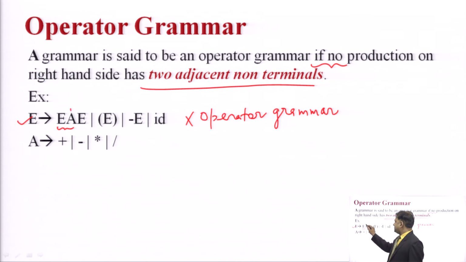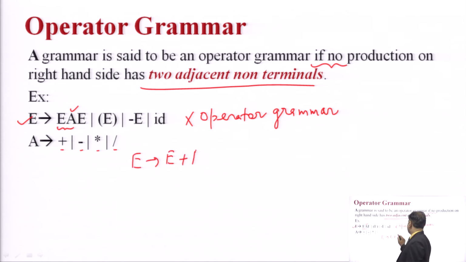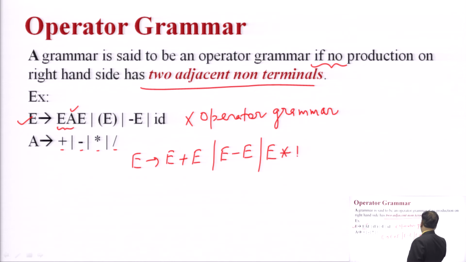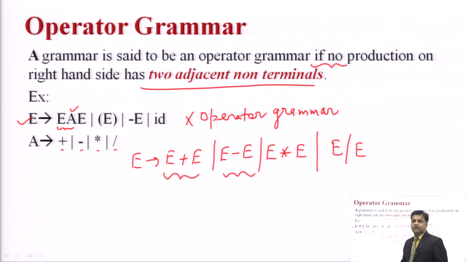But suppose I replace the A with the plus sign, minus sign, multiplication and division, like this: E derives E plus E, E derives E minus E, E derives E star E, and E derives E divides E. Now we see that in each production no two adjacent non terminals are there, hence now this grammar becomes an operator grammar.